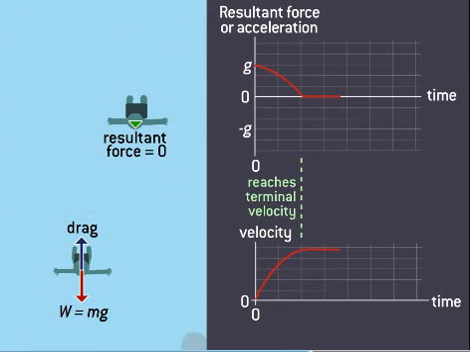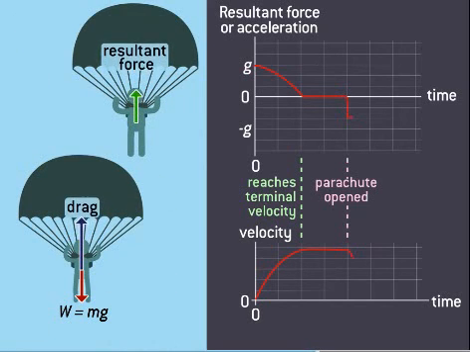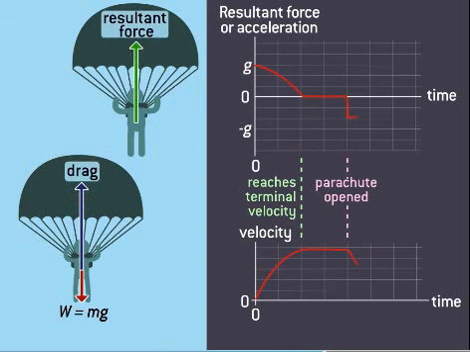What happens when their parachutes are opened? The drag on the skydivers increases by a huge amount, and the resultant force is now upwards. This means the acceleration is upwards, so the skydivers, who are falling downwards, will slow down.